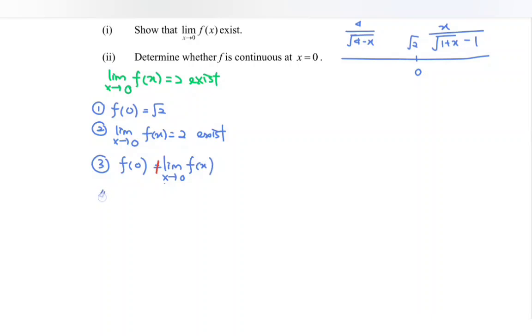So if it is like that, step number 4, f(x) is discontinuous at x equals 0.